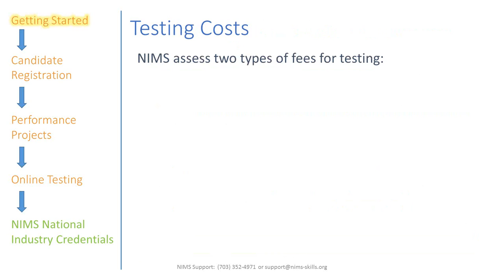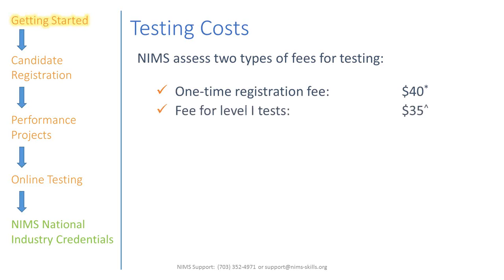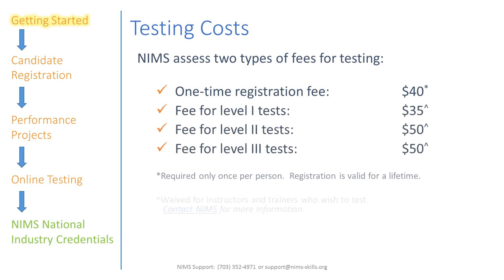Now for the cost of it all. NIMS assesses 2 types of fees, a one-time registration fee of $40 and a fee for the online theory test. The cost of the test fee depends on which test is being taken. Level 1 tests are $35 each, while Level 2 and Level 3 tests are $50 each.